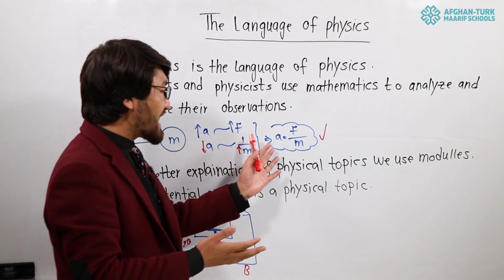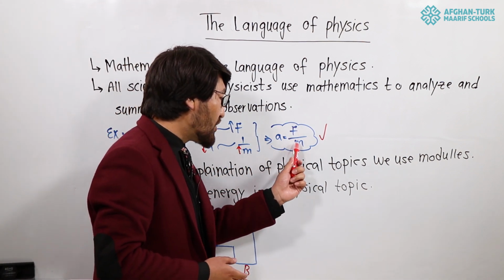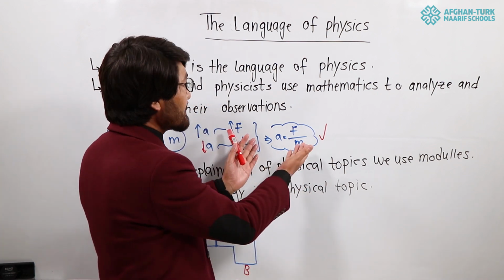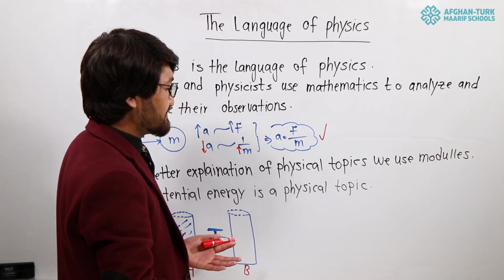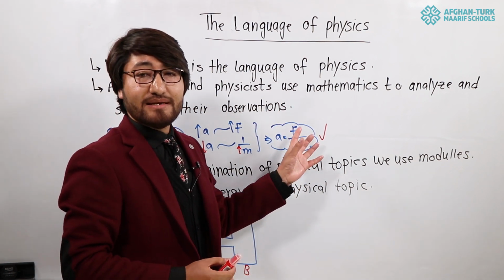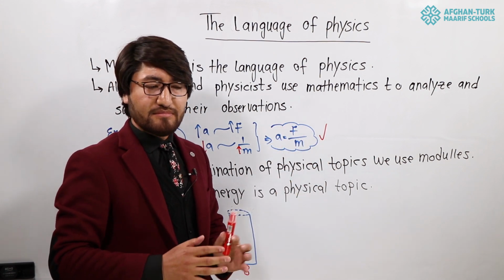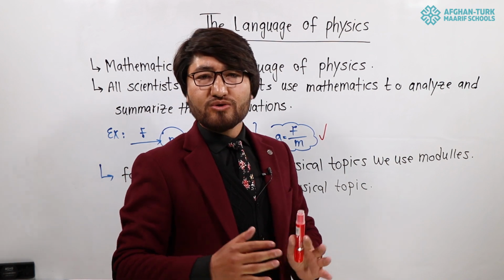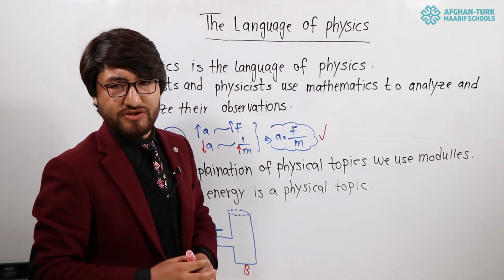Okay, now here we have a mathematical equation: a is equal to F over m. This is the mathematical equation. In this result we said that the language of physics is mathematics. The scientists use mathematics to analyze and summarize their observations.